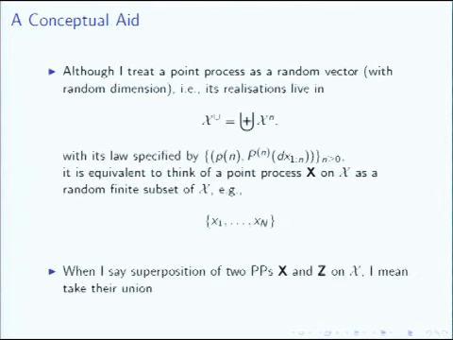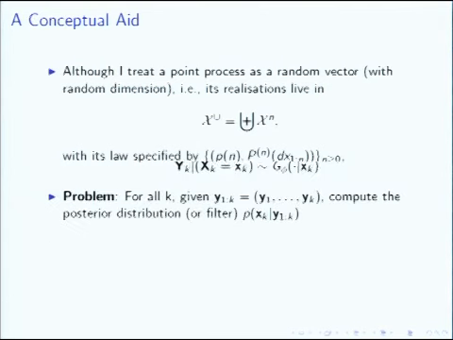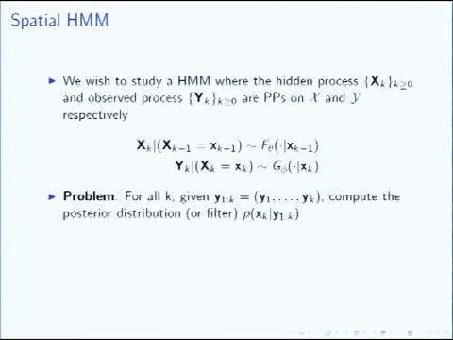I'm also going to talk about superposition. When I say superposition of two point processes on the same space, I mean just take their union. And the notation I'll use for point processes is capital letters in bold, and their realizations will be small letters in bold. Okay, so the hidden Markov model we want to study is this one.